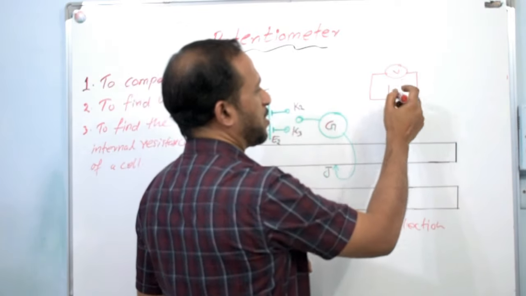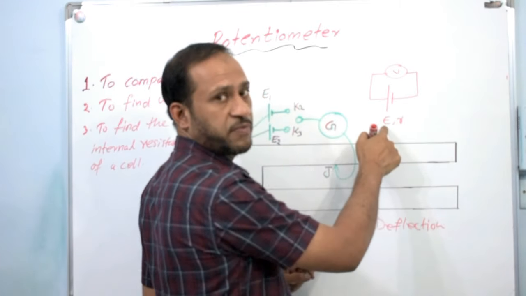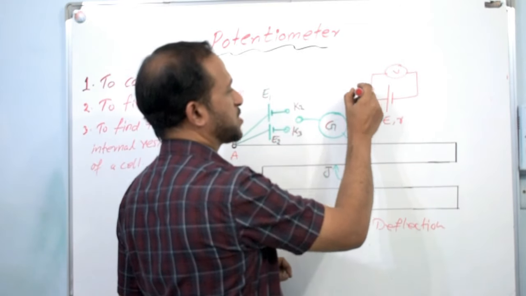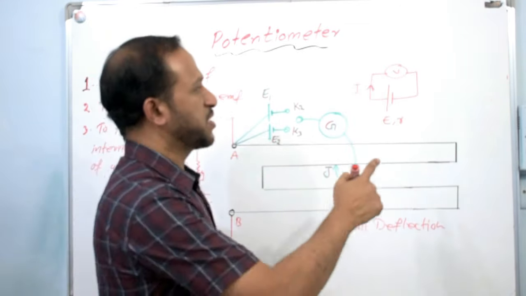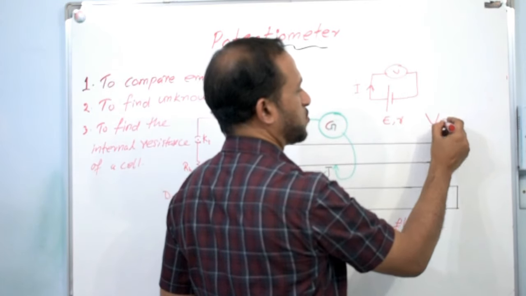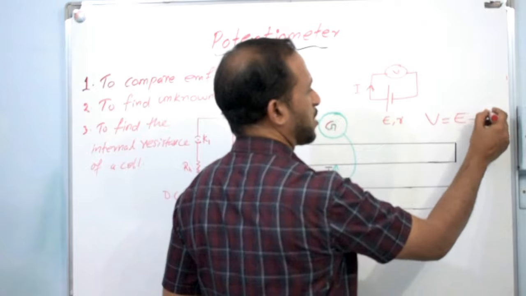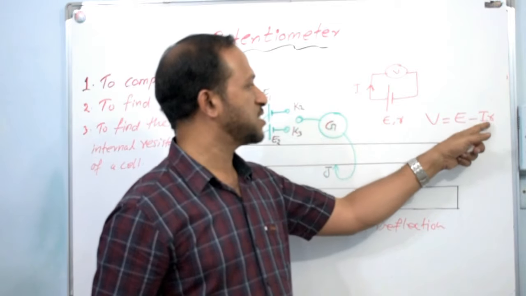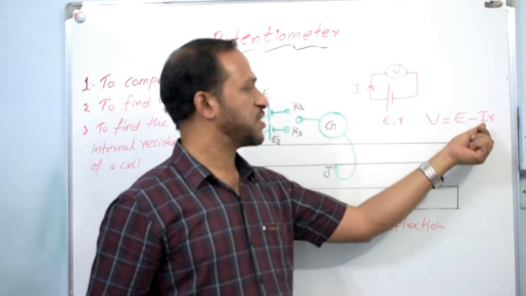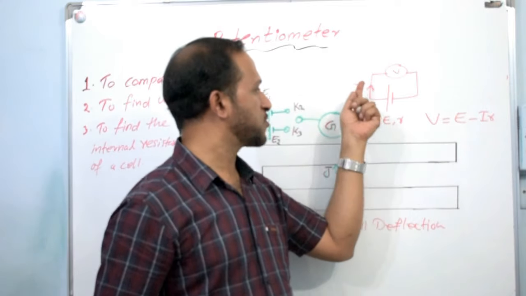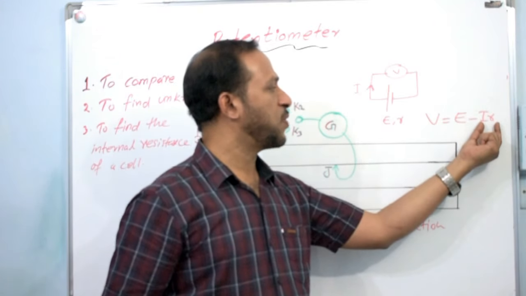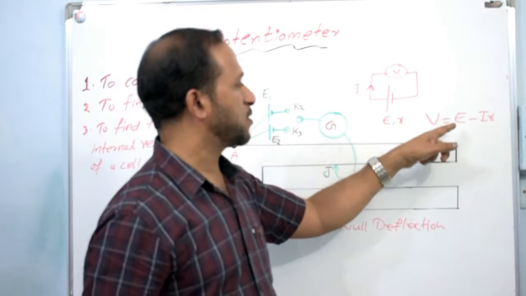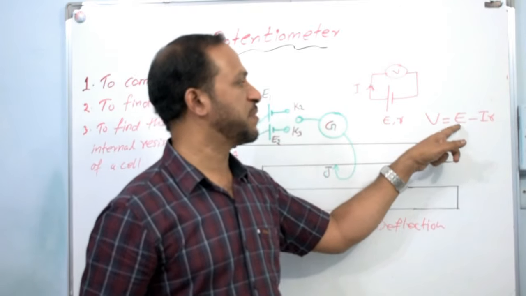the voltmeter reading will be always less than the EMF, because when we connect a voltmeter like this, a current flows through the circuit. Suppose I is the current flowing, then the voltmeter reading coming here will be V equal to E minus I into r, where I is the current through the circuit which flows through the cell and r is the resistance of the cell. So because of the internal resistance of the cell and current flowing through the circuit, a voltage drop I into r will be produced inside the cell itself.